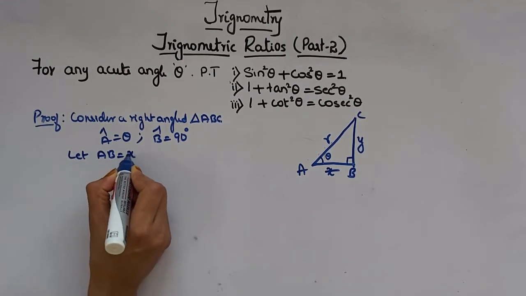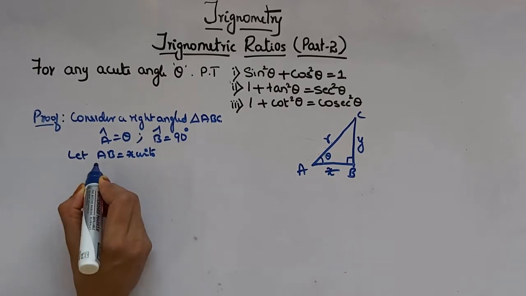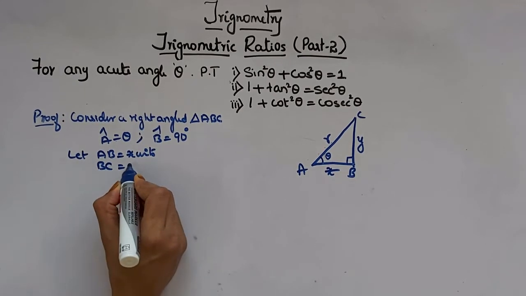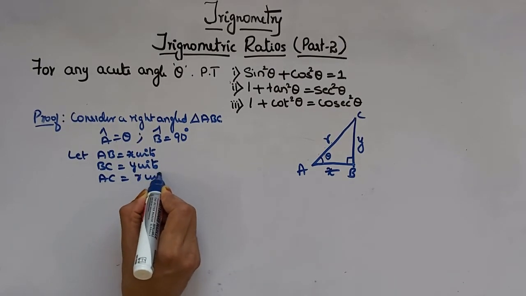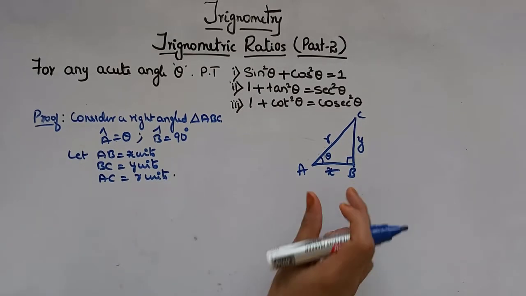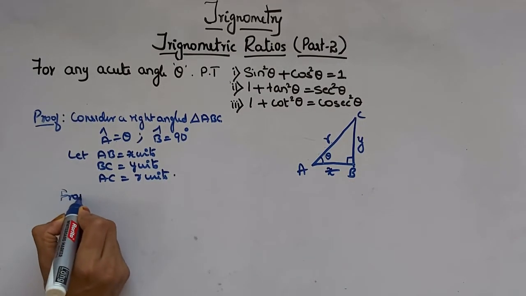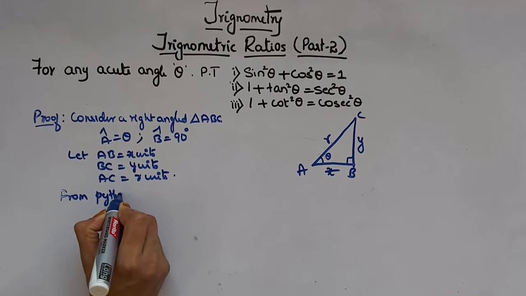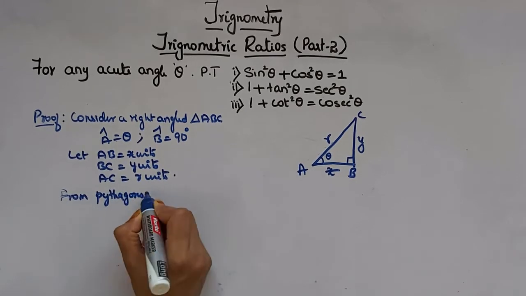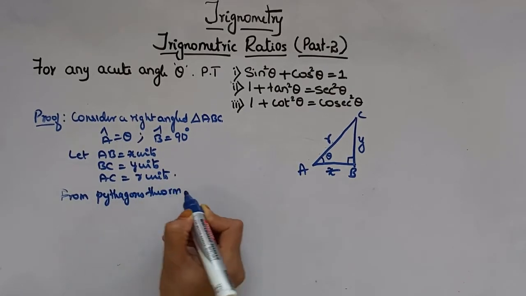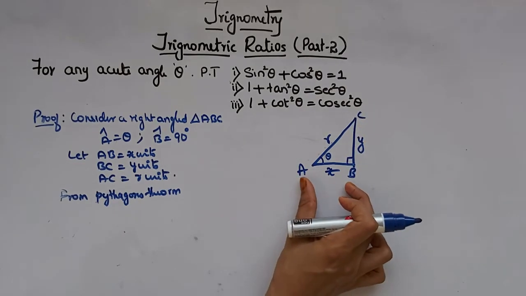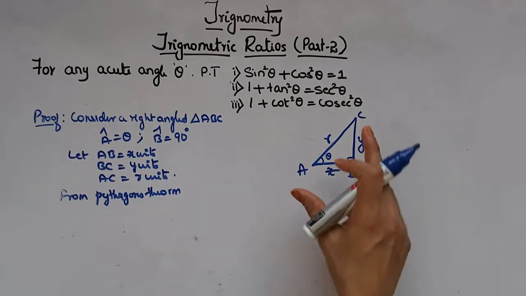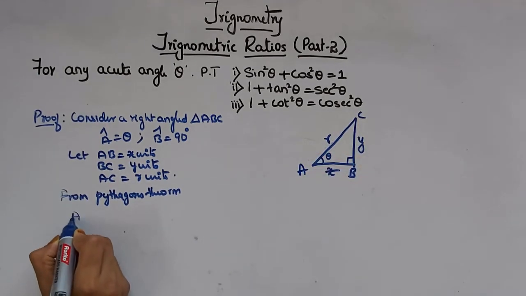AB is equal to x units, BC is equal to y units, right? And AC is equal to r units. Since this is a right angle triangle, from Pythagoras theorem, we know hypotenuse square is equal to the sum of the squares of the sides, right? So here the hypotenuse is AC.